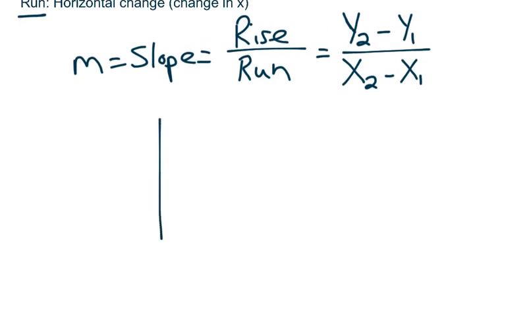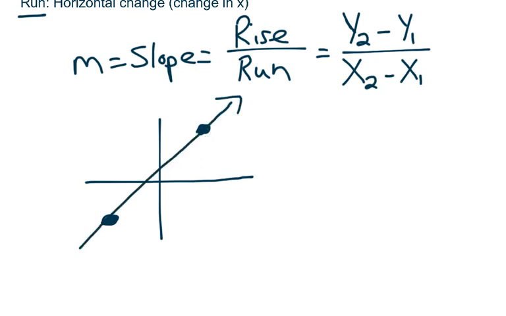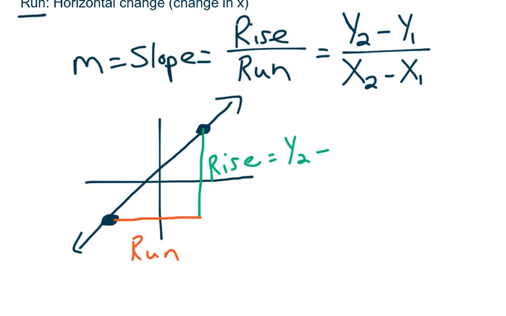If we think about this visually, if we have 2 points on a graph, we draw our line through them. This right here is the run, the change in x. This right here, let me go to green, is the rise. It's the change in y over change in x. So the rise, remember, is y2 minus y1, and then the run, x2 minus x1.